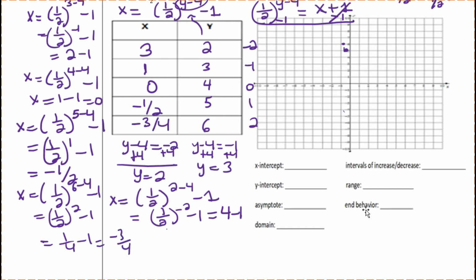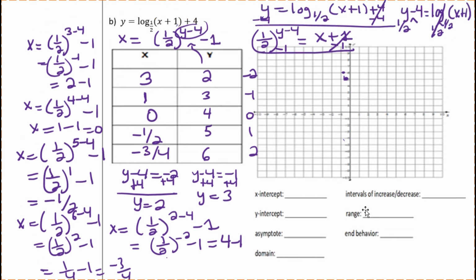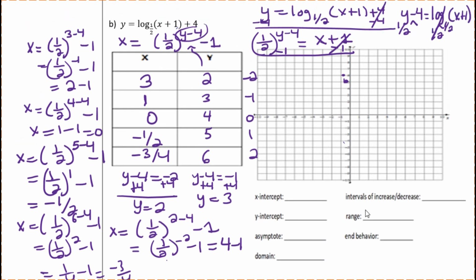Alright, so now we can graph the function, graph the points. So we have 3, 2, 1, 3, 0 and 4, negative 1/2 and 5, negative 3/4, and 6.